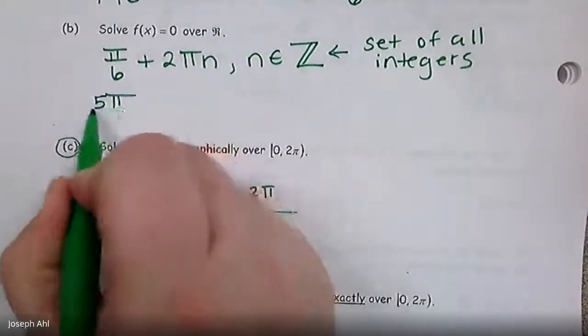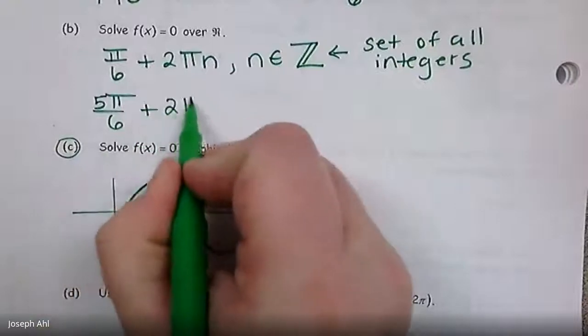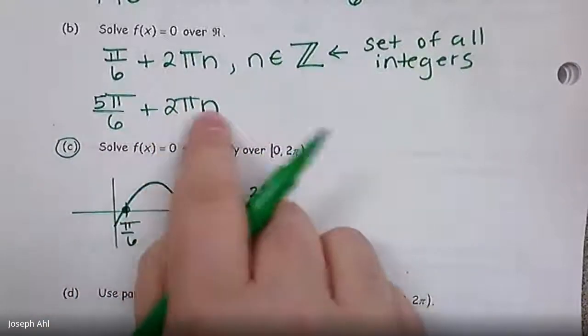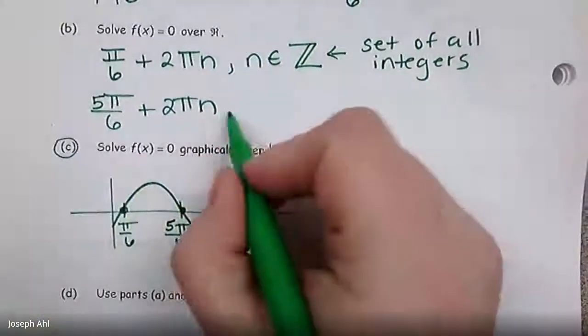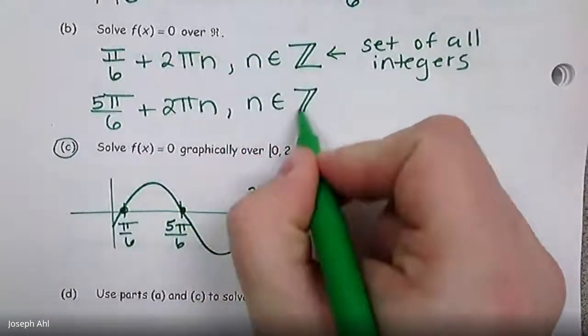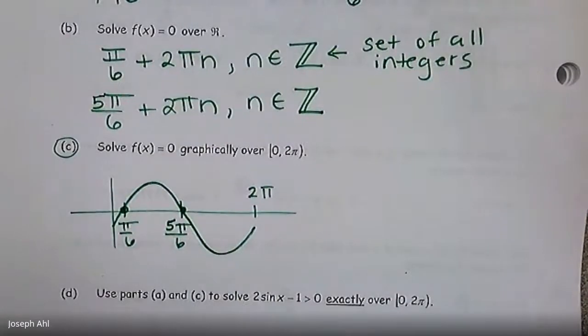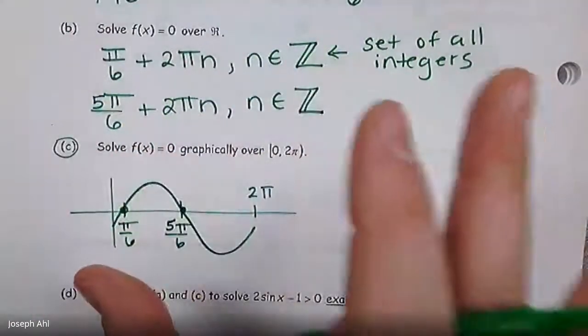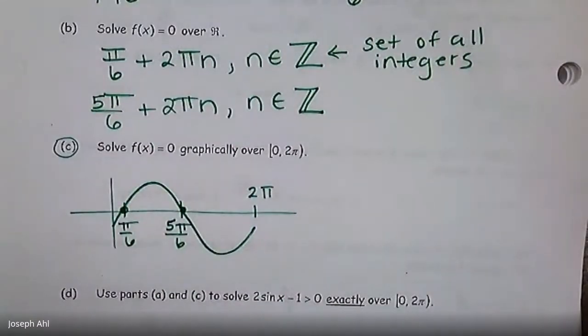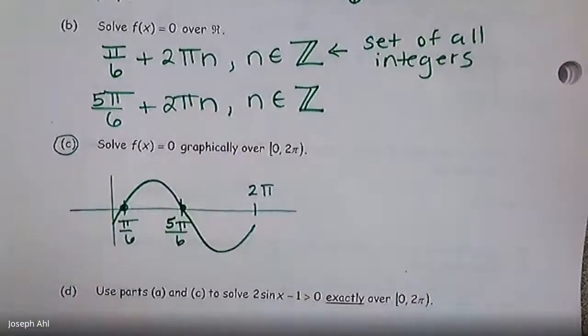Similarly, 5 pi over 6, if you add on multiples of 2 pi, whether they're positive multiples or negative multiples, where n is an integer, that's going to get you to every single solution. This is a way to write all the solutions possible. There's an infinite number of them. It's tough to express an infinite number of answers, but this is the best way to do it, the most concise way to list that.